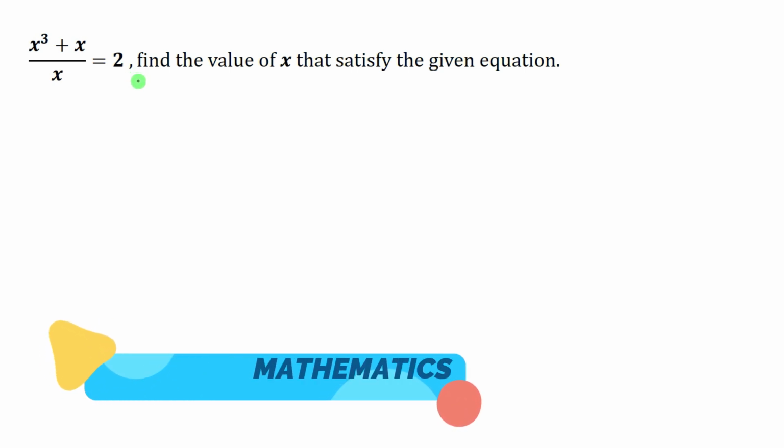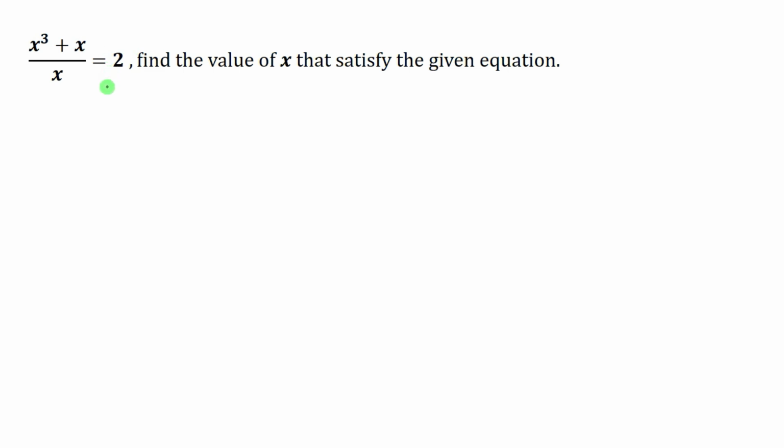In today's video, we're going to solve this interesting problem. Here we are given (x cube plus x) divided by x equals 2, and we are asked to find the value of x that satisfies the given equation. As you can see, here we have x cube, that is, the highest degree of x is 3. That means we are going to get 3 different solutions of this given equation. So without any delay, let's just start solving.